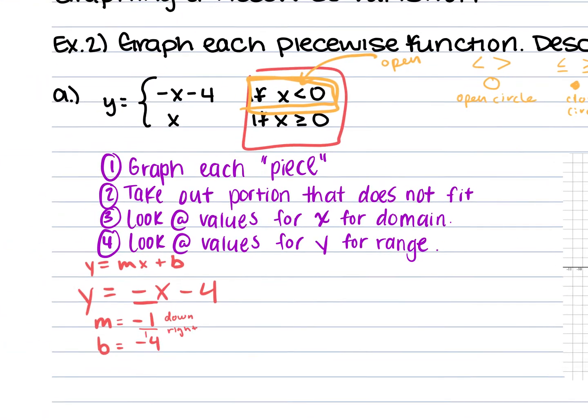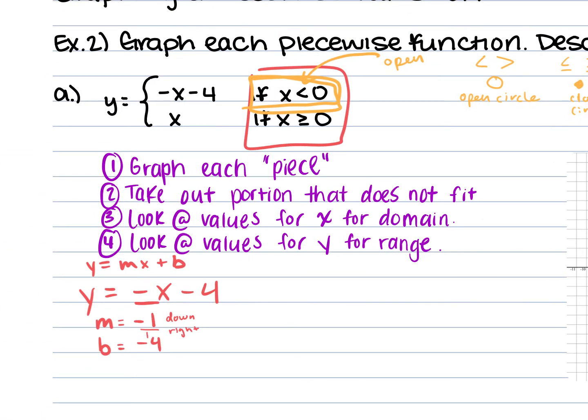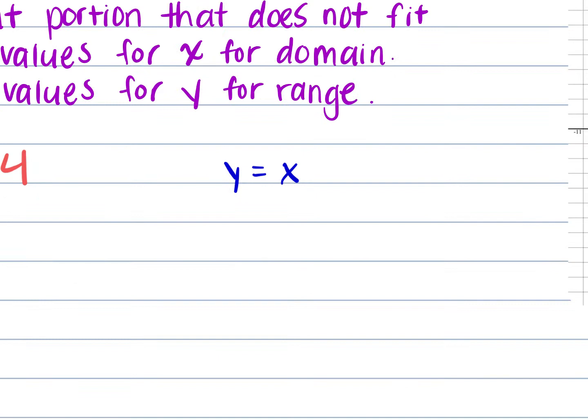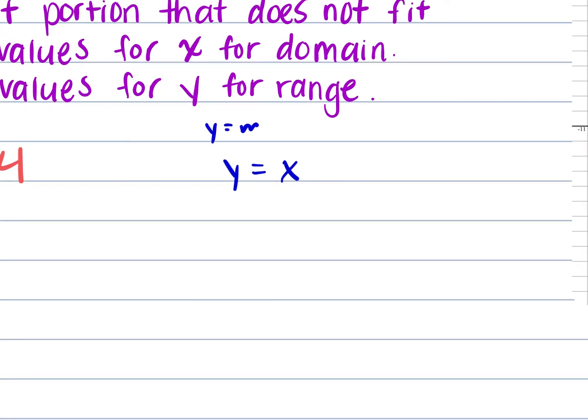So looking at the second piece. Here I just have x. So this is y is equal to x. Now remembering our y equals mx plus b, what is my slope here? What's the coefficient? What's the number in front of x? 1. If it's not written there, it's implied that it's a 1. So my slope would be 1. What is my b? 0. I don't have anything that I'm adding after the x, so my b would just be 0.